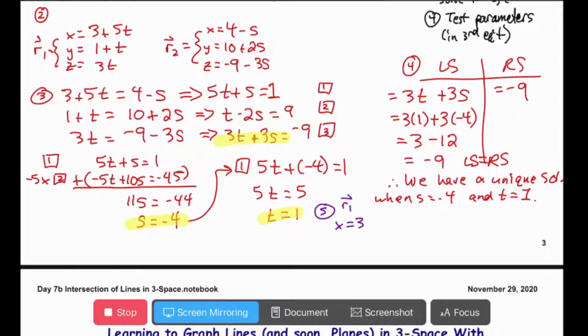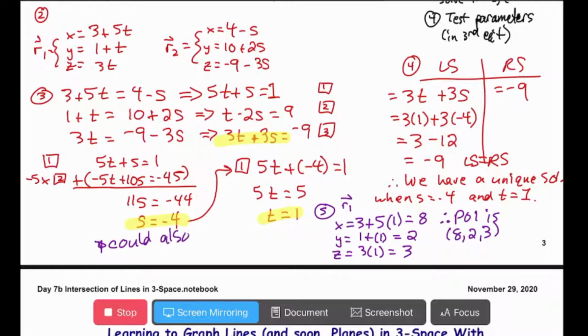X is equal to 3 plus 5t, and we said that t is equal to 1. So that's going to equal 8. Y is equal to 1 plus t, which we said is equal to 1. So it's going to be 2. And z is equal to 3 times t. So 3 times 1 is 3. So therefore, our point of intersection is 8, 2, 3.